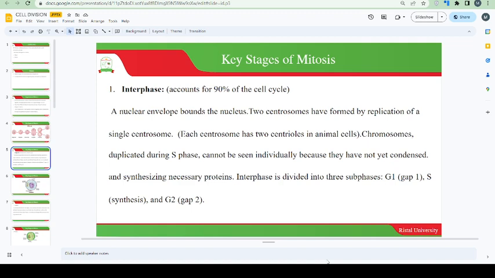Chromosomes duplicate during S phase and cannot be seen individually because they have not yet condensed, and the cell is synthesizing necessary proteins. Interphase is also divided into three subphases. We have G1, that is gap 1. Then we have the S, that is the synthesis, and the G2, that is gap 2.